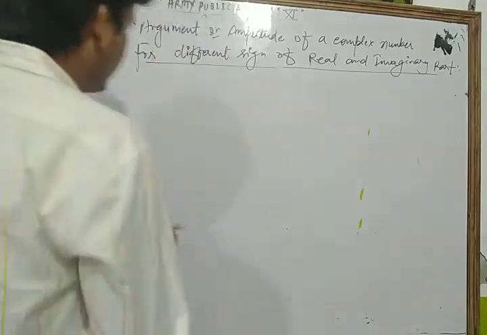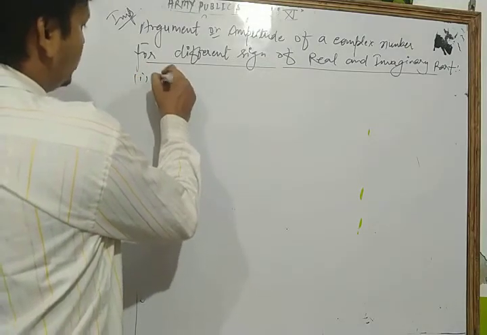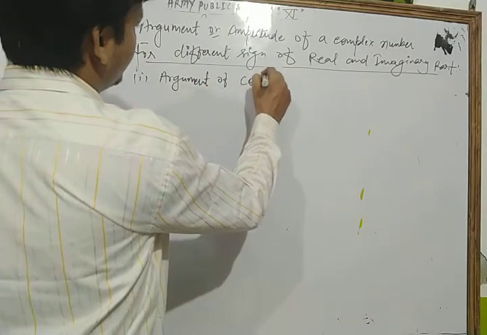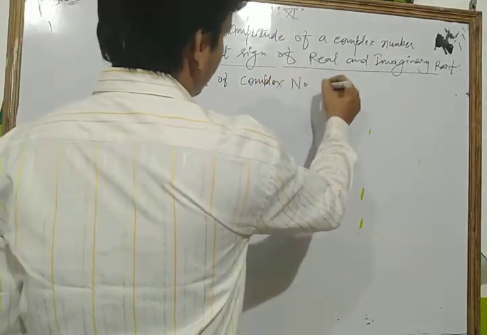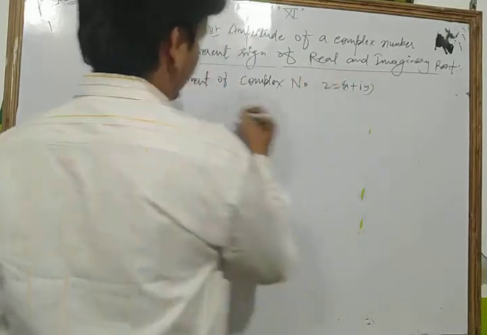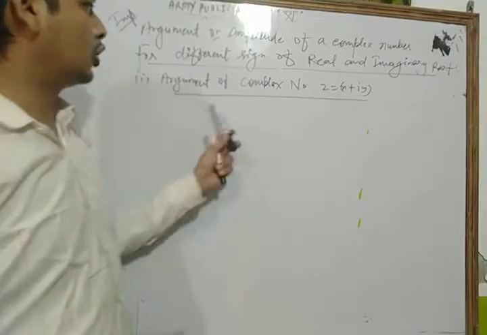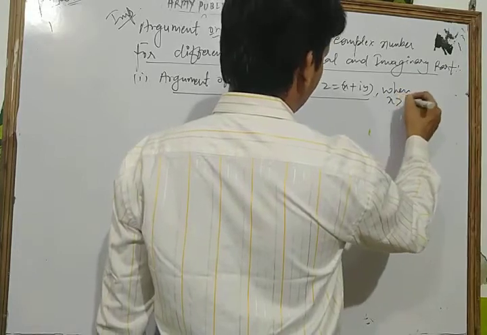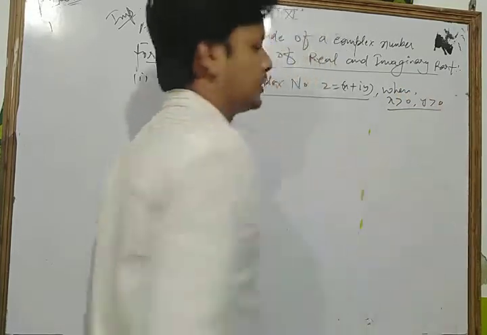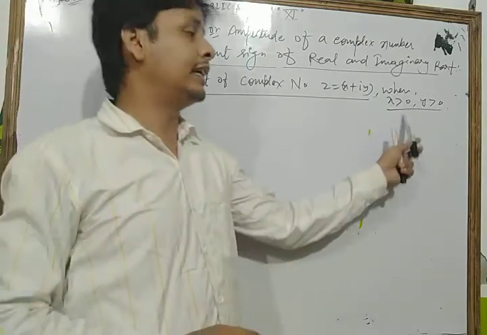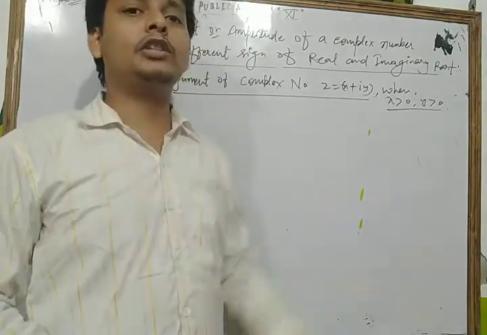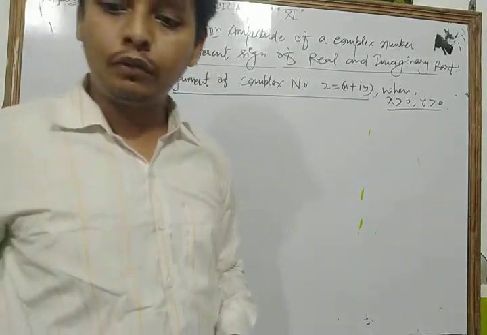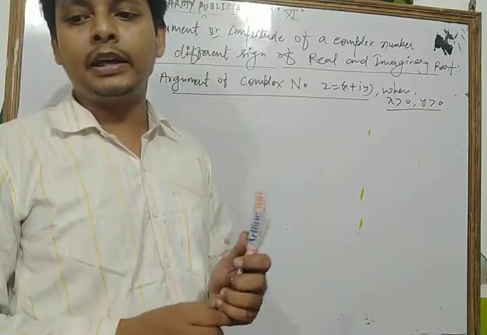As the first condition, we discuss the argument of the complex number z is equal to x plus iy when x and y are both greater than 0. This means x is positive and y is positive. In which quadrant does the point lie in the Argand plane? Therefore the point P(x, y) representing this in the Argand plane lies in the first quadrant.